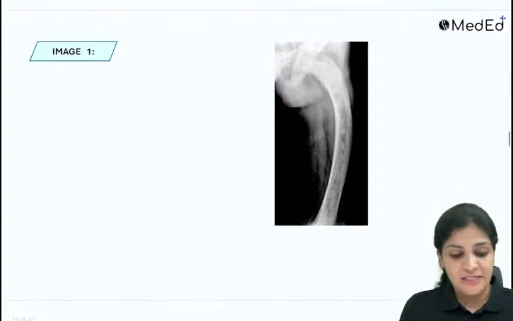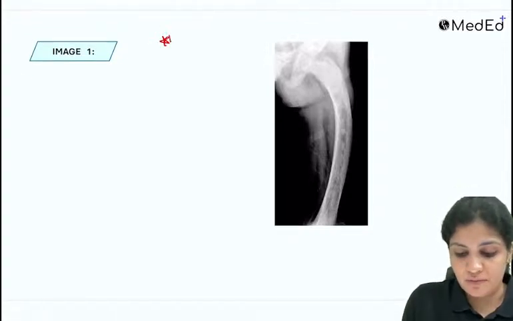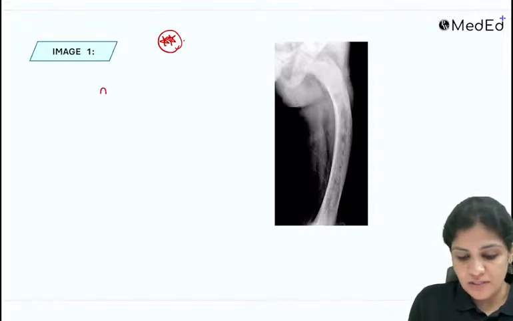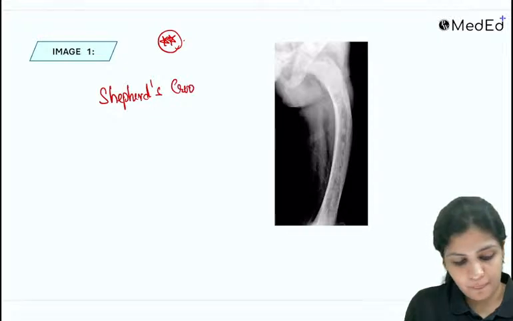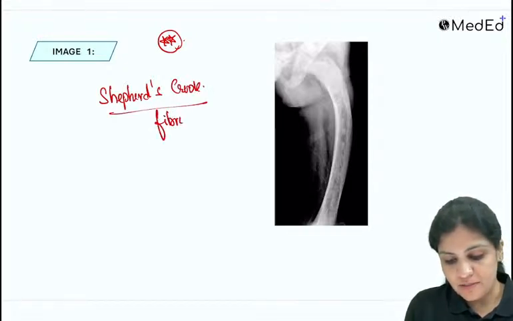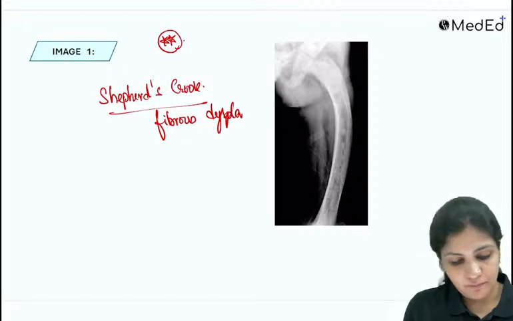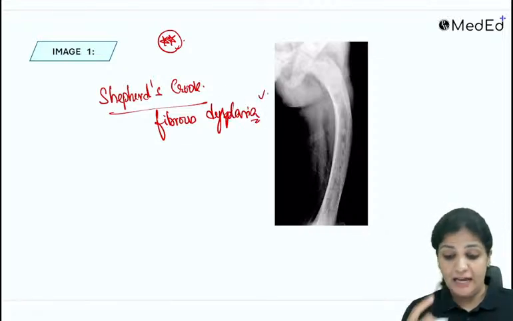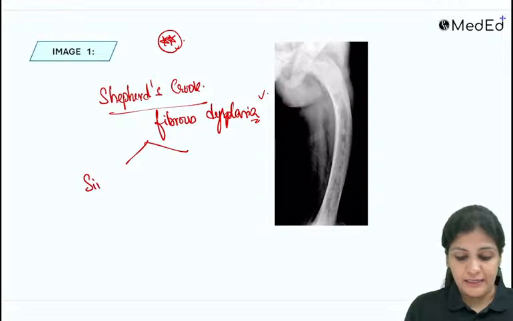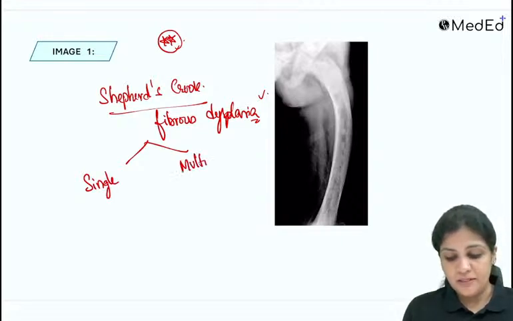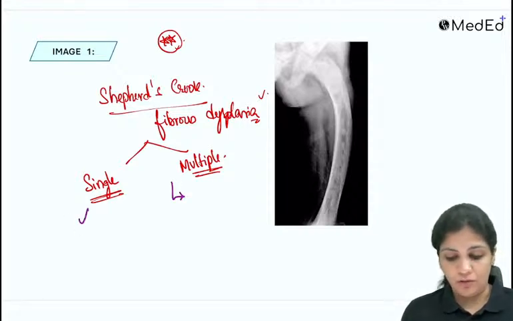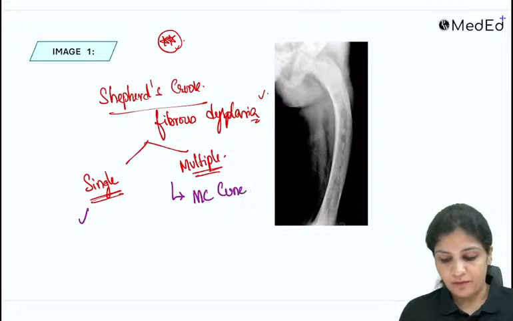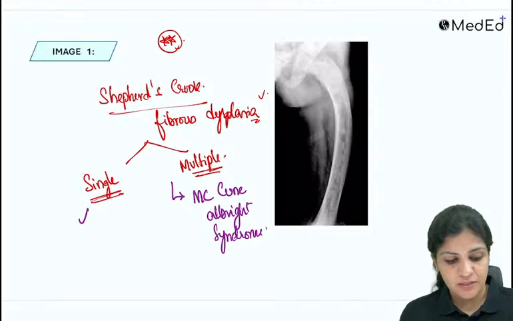And the first image is, yes, this is again an exam question. What is this? Very good. It is the shepherd's crook deformity. Fibrous dysplasia. And once you see this fibrous dysplasia, you have to think two things. Whether it is a single bone or multiple bones. Single bone, good. Multiple, think of a syndrome. What is the syndrome? McCune-Albright syndrome. What are the components of it?